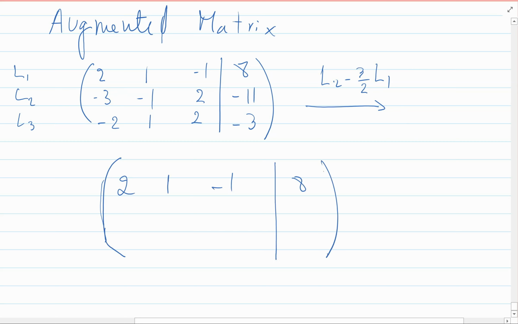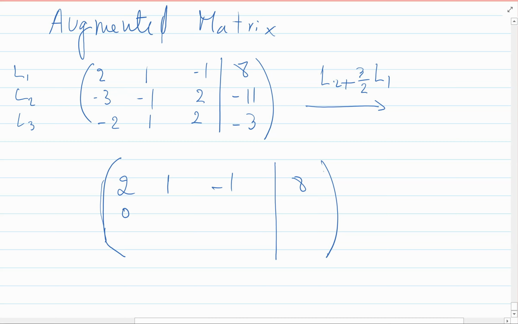And now what happened? So I'm taking L2, and I'm going to replace L2 by the second line minus 3 half times the first one. Not minus, sorry, because it's already minus. So I'm going to take plus. So what's going to happen? 3 half times 2, that's 3. But you have minus 3 plus 3, 0. So we will have 0. That was the idea behind it.